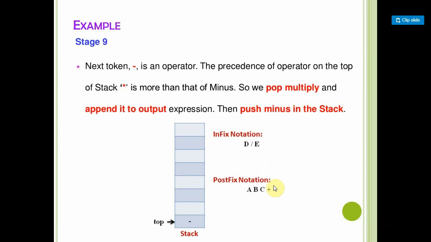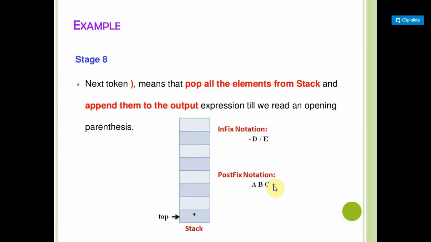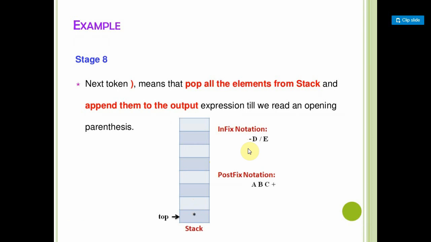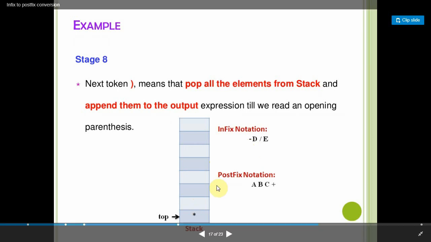And after that, what is the input? Minus symbol, subtraction operator. So whenever any operator comes, you have to compare whether the stack operator priority is greater than or equal to the input operator or not. Already we know that the asterisk symbol's priority is greater than or equal to minus.